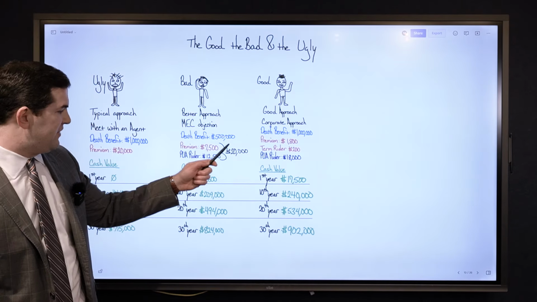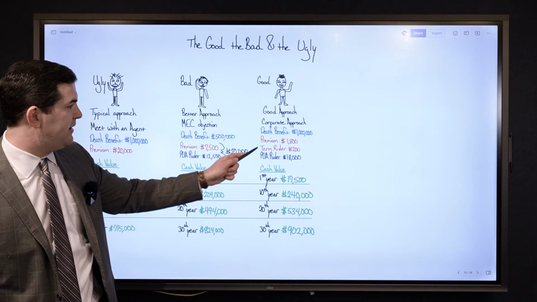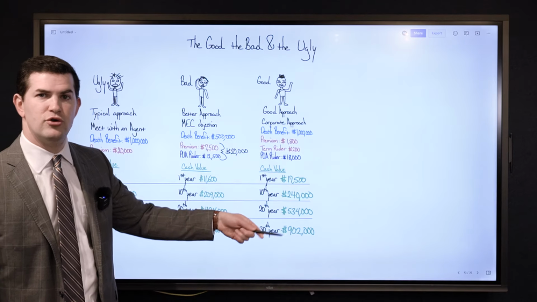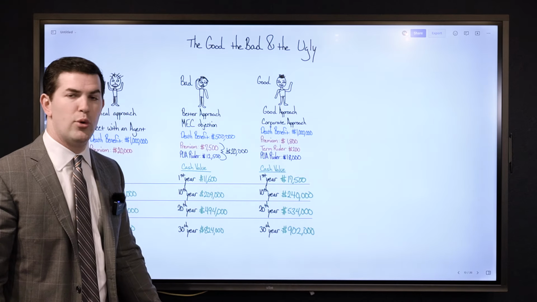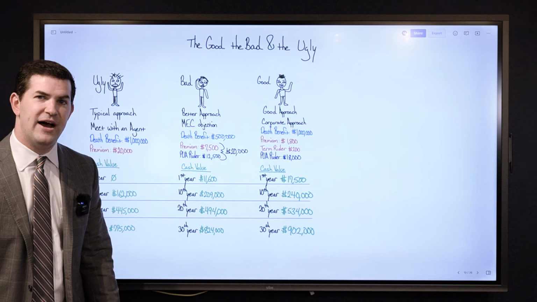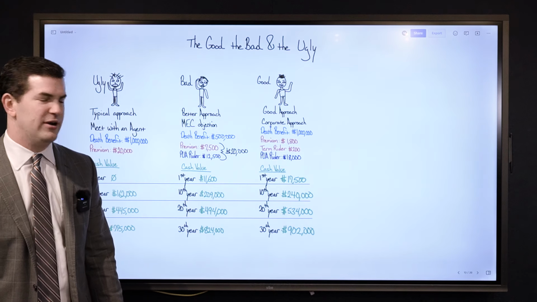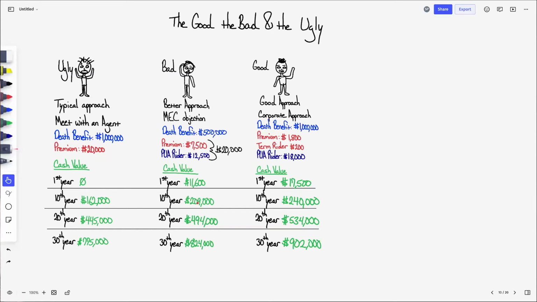Well, we've got a death benefit, in this particular example, $1 million, premium of about $1,800, term rider, $200, so your true minimum commitment is about $2,000 per year, $18,000 going toward PUAs. First year cash value, $17,500. It's a lot better, isn't it? 10th year, $240, compared to $209 and $162.